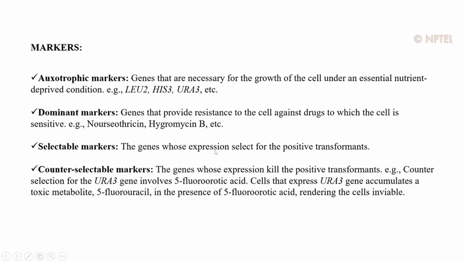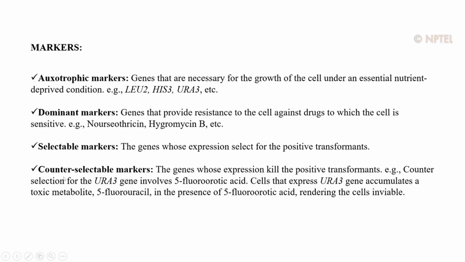The third one is a selectable marker whose expression selects for positive transformation. As I told you, these genes can also be used as selectable markers. If you disrupt that gene, then that organism will not survive, and if the gene is present, then only the organism will survive. So that is called a selectable marker.